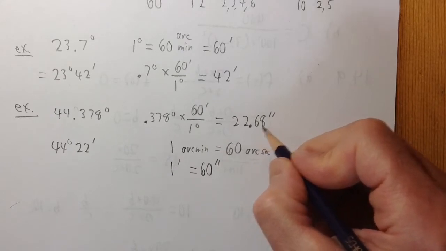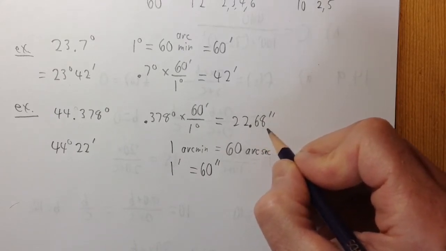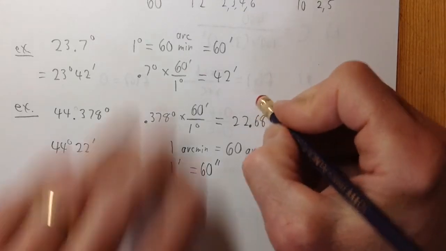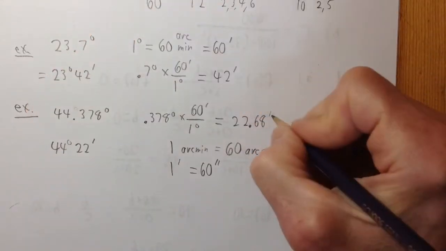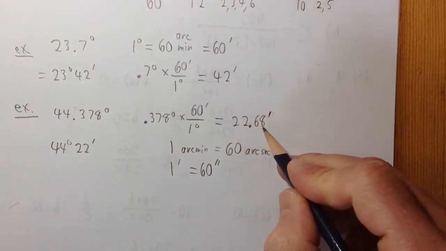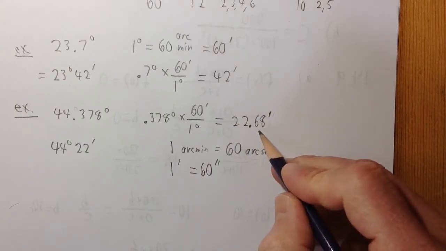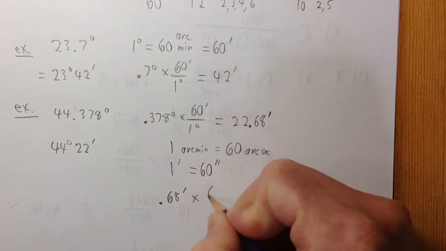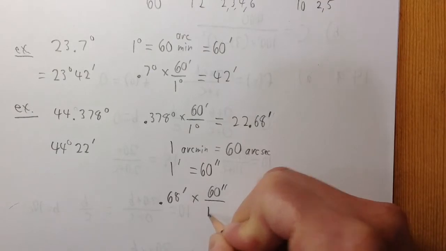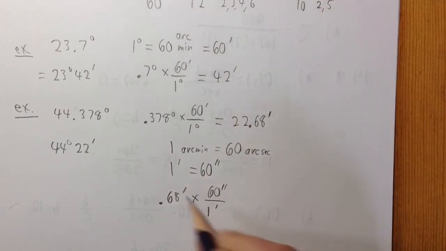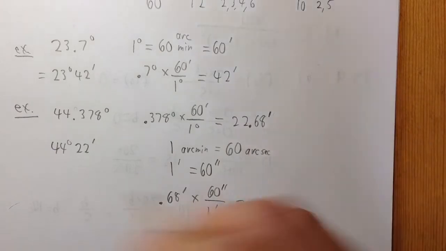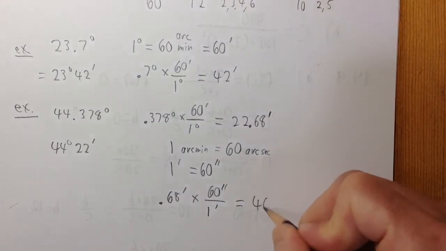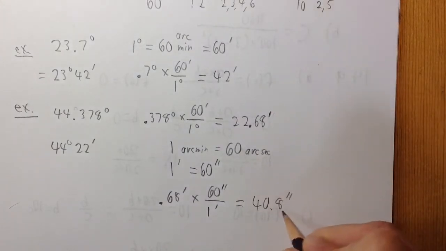So now we have 0.68. We take the decimal from the arc minutes, so 22.68 arc minutes. We take the 0.68 because we don't want a decimal there, and we have 0.68 arc minutes multiplied by 60 arc seconds per 1 arc minute. The minutes cancel. So what's 0.68 times 60? I get 40.8 seconds. You can have decimals with seconds.